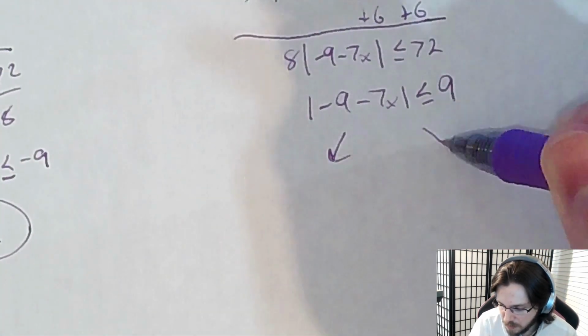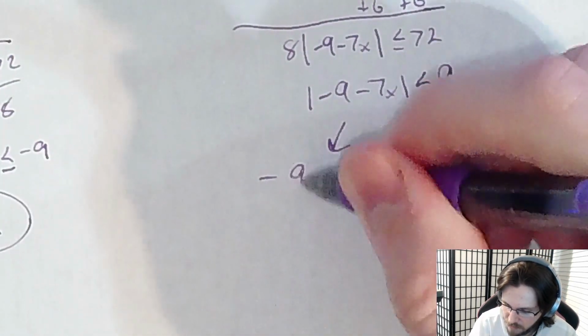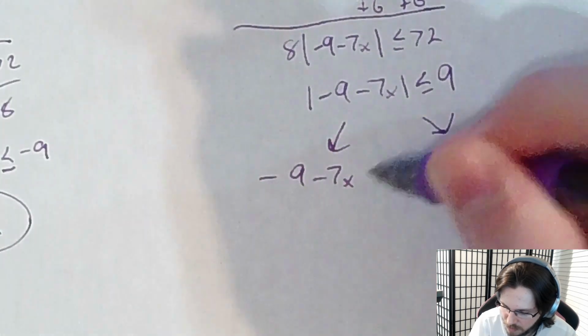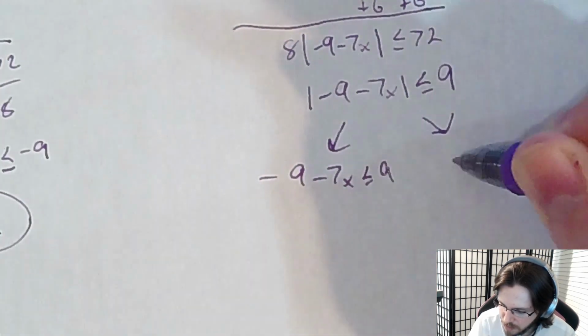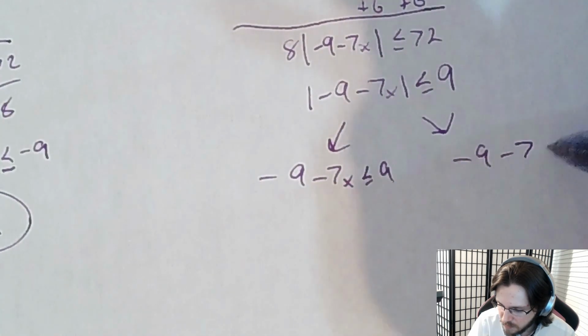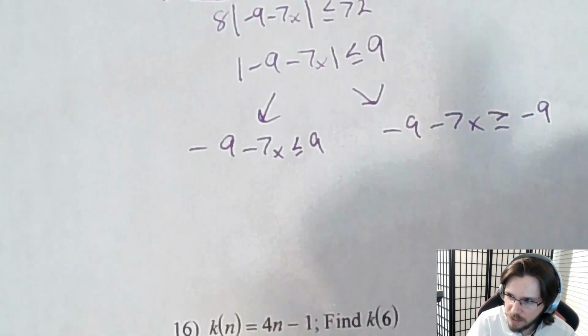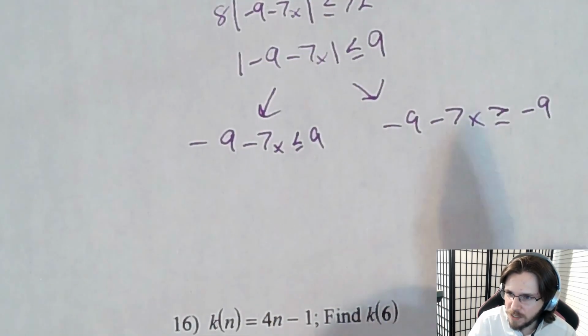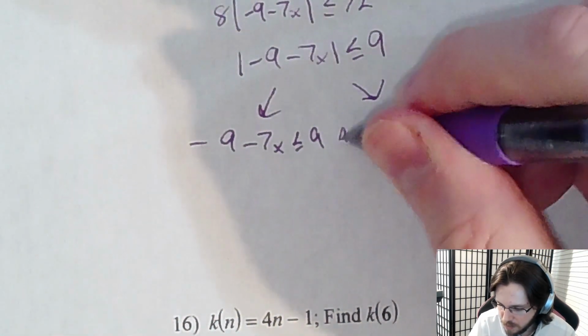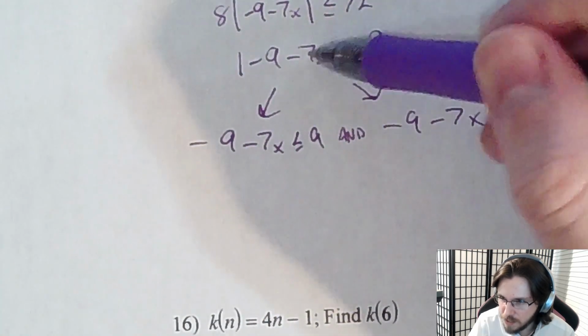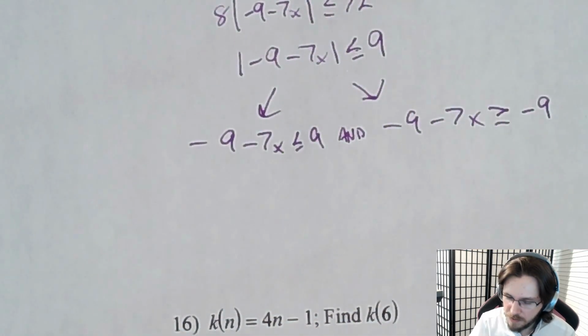Split it into two separate questions. -9 minus 7x less than or equal to 9. -9 minus 7x greater than or equal to -9. Don't forget to flip the direction of that sign when you make the right side negative. We could put the word and in between because the alligator's eating the number, not the absolute value.